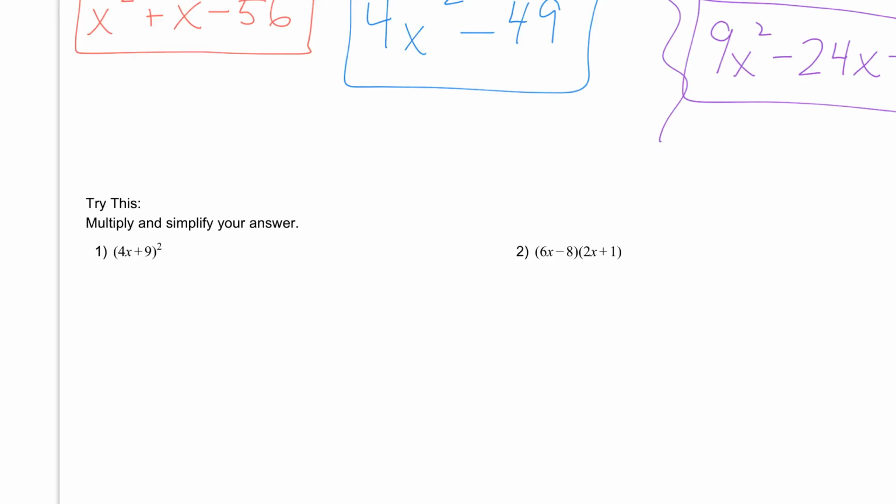If you did number 1 correctly, you should have gotten 16x squared plus 72x plus 81. And if you did number 2 correctly, you should get 12x squared minus 10x minus 8. Let me know if you have questions.